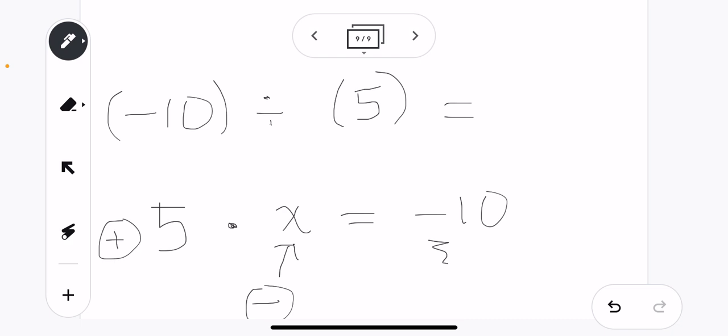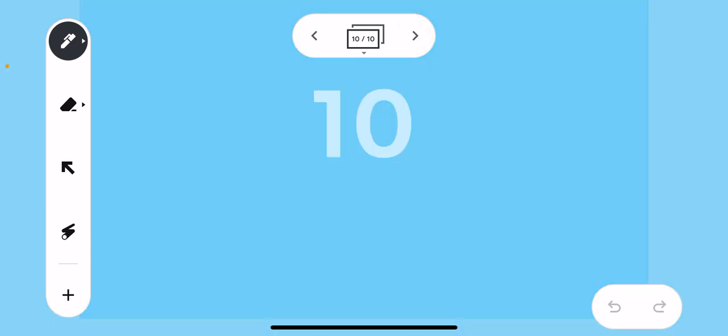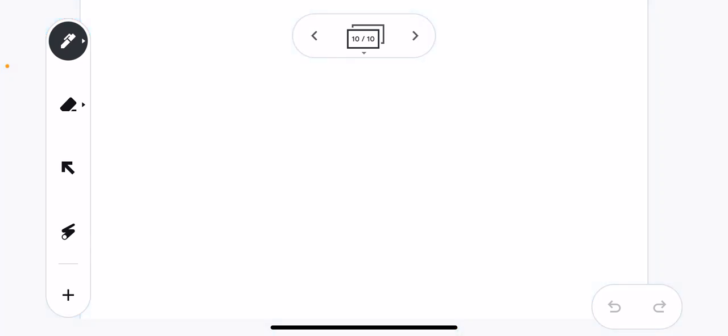Since, as we recall, an odd number of negatives that you're multiplying together results in a product that is negative. Therefore, if you are dividing a negative number by a positive number, this answer is going to have to be negative. And in this case, it's negative 2. Those rules, as I said before, work in the same way.